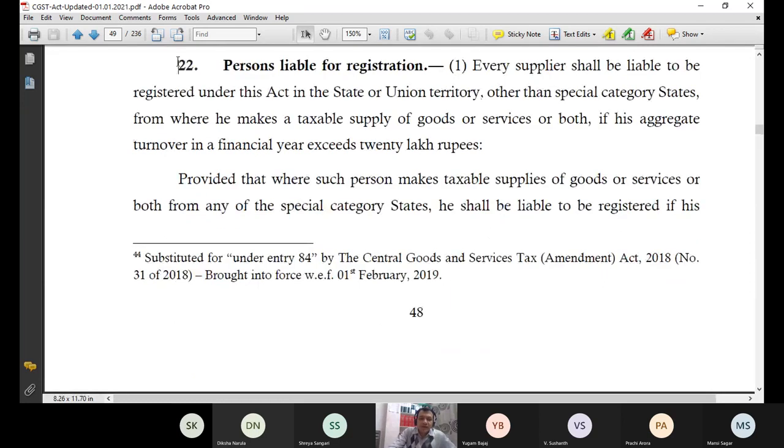Now section 22, the heading is persons liable for registration. If you remember, in subsection 1 there were those limits: when the aggregate turnover in a financial year of that person exceeds 20 lakh, or 10 lakh in case of the states of Manipur, Mizoram, Nagaland and Tripura, then the person becomes liable for registration the moment the turnover exceeds this limit. This was section 22, subsection 1.